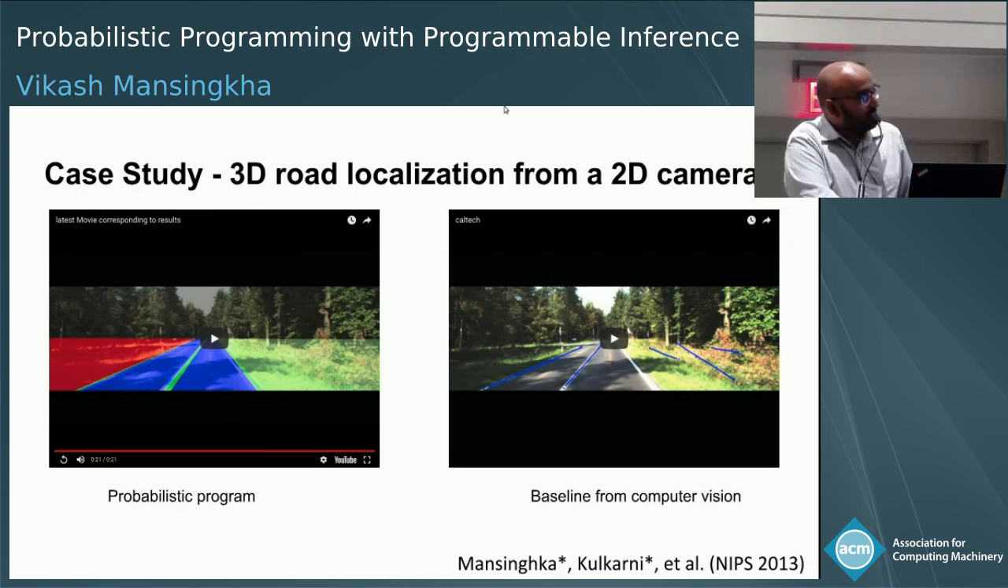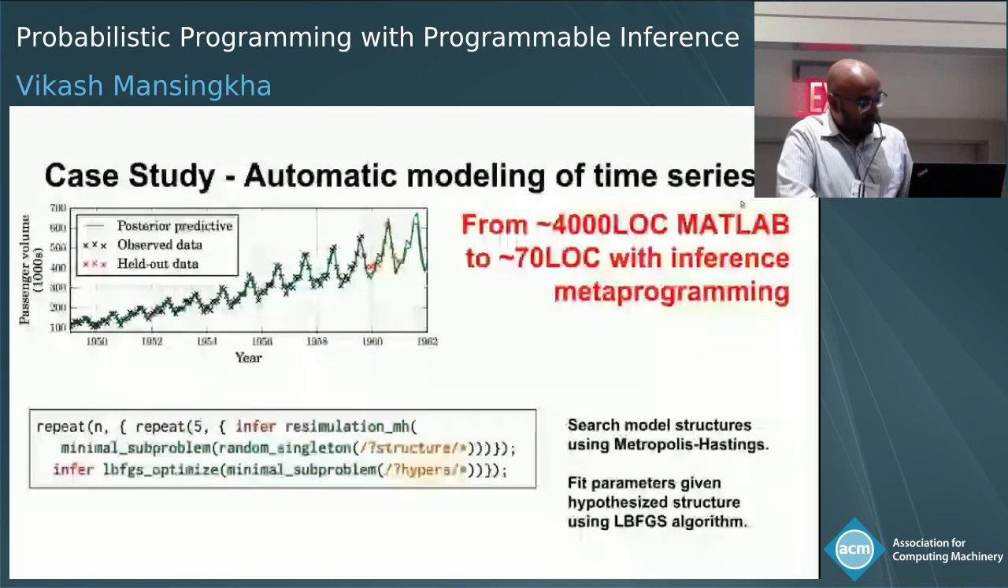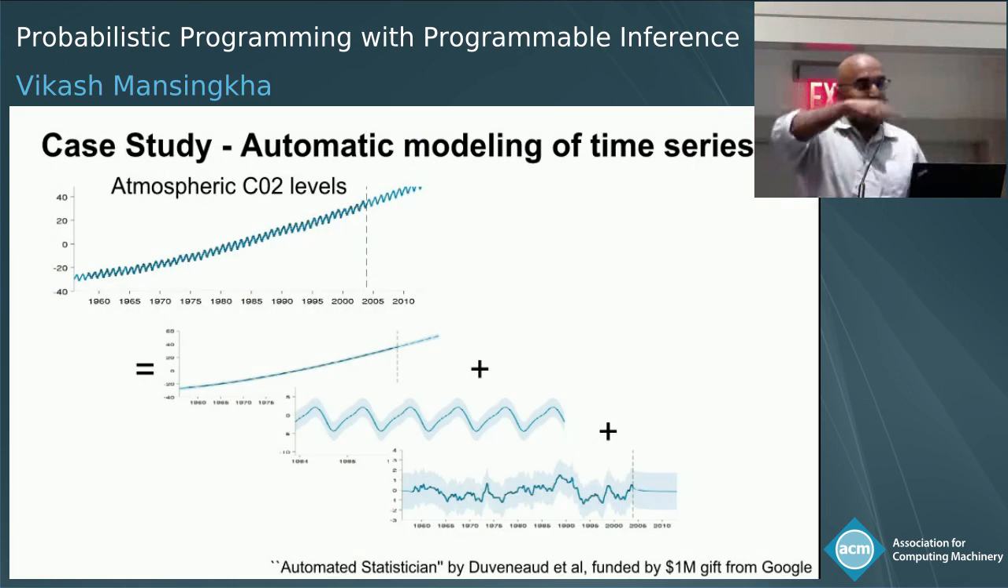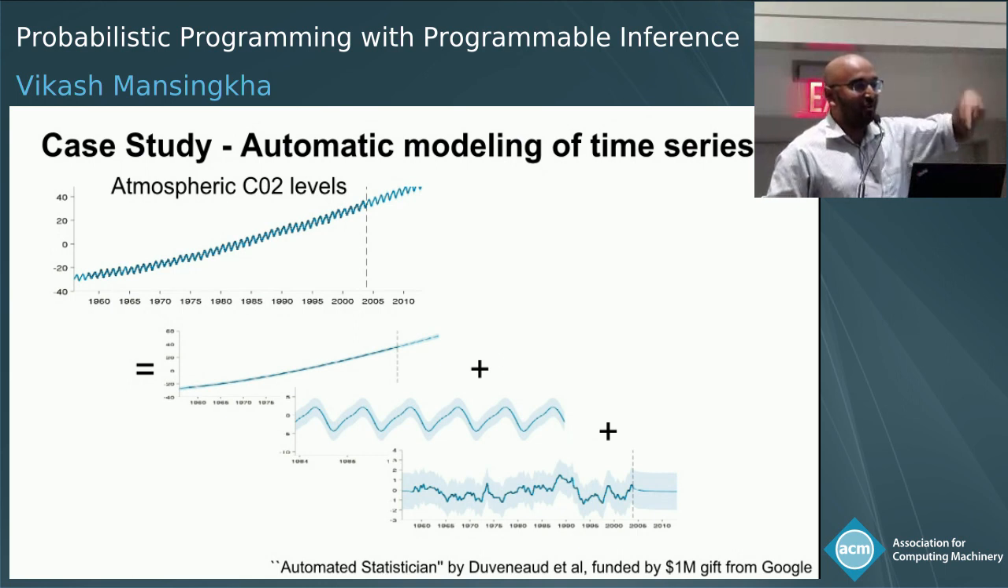So that's one case study. Now, here's another case study, automatic modeling of time series data. So here the problem is going from a time series, which in this case is atmospheric CO2 levels, sort of rising over time with some oscillations, to a structured description of that time series in terms of a rising trend, a periodic overlay, and some local deviations.